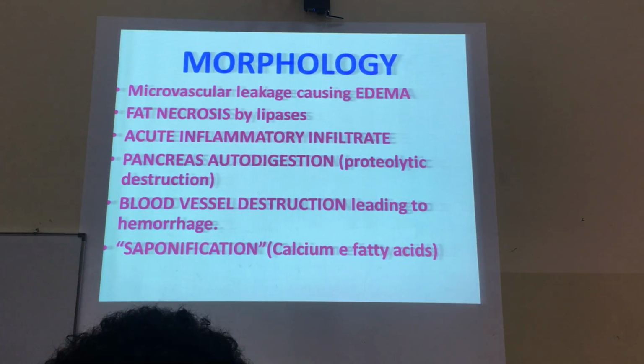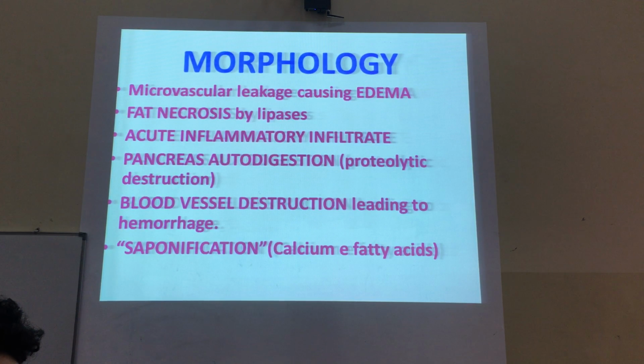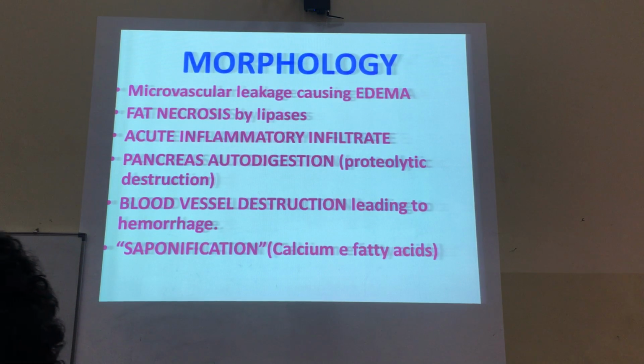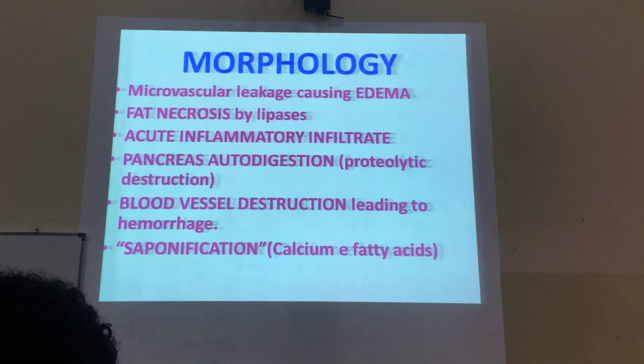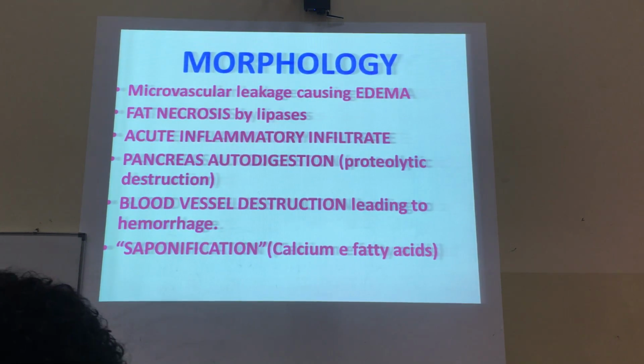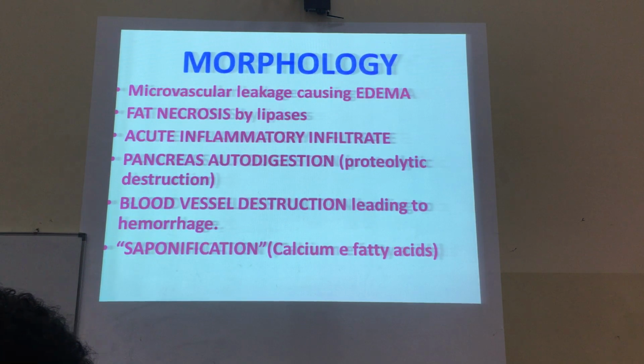So how will a pancreatitis patient's pancreas look under the microscope? There will be microvascular leakage which will cause edema of the pancreas, and you know that the lipase or amylase which are released must go for autodigestion. So the fat lipases will cause fat necrosis, and because this is an itis, obviously you should have an acute inflammatory infiltrate. For example, which cells? Neutrophils. The neutrophils are most important in acute inflammation.